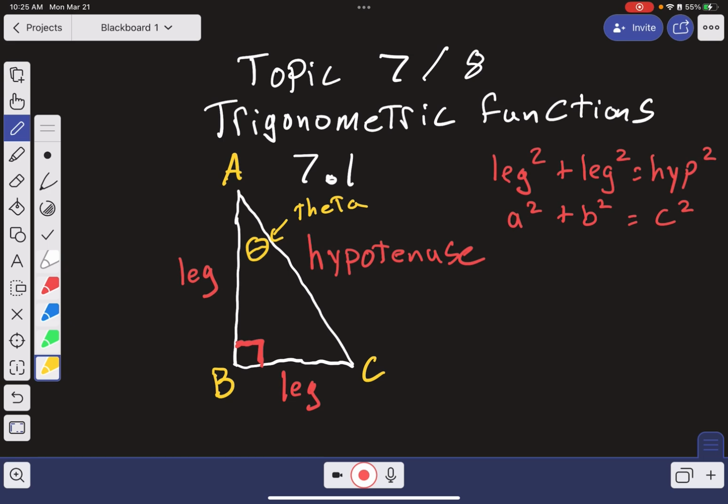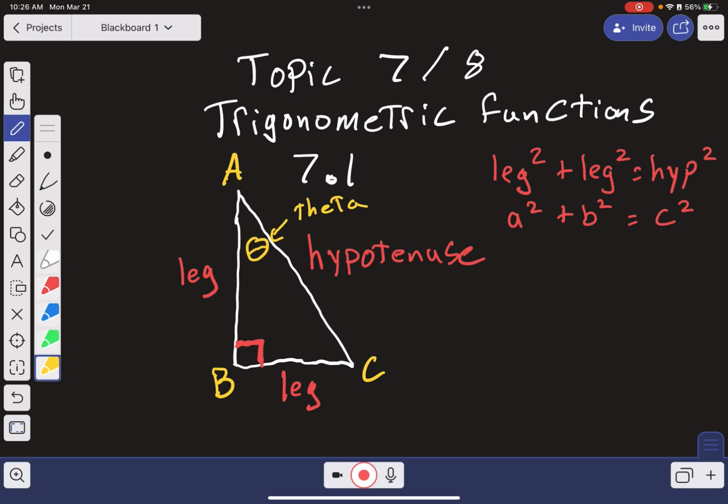You've got thetas, you've got legs, you've got hypotenuses. When we're talking about trig ratios, we also have to talk about what we call the opposite side and the adjacent side. When we're talking about adjacent and opposite sides, we're always talking about the legs. The hypotenuse is always going to be the hypotenuse. The opposite and adjacent sides change depending on what angle you're looking at.